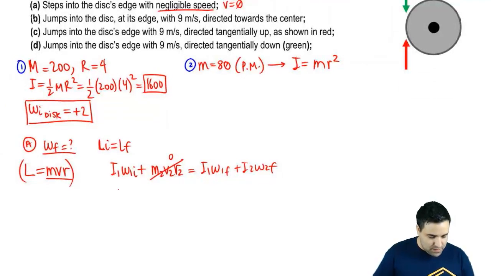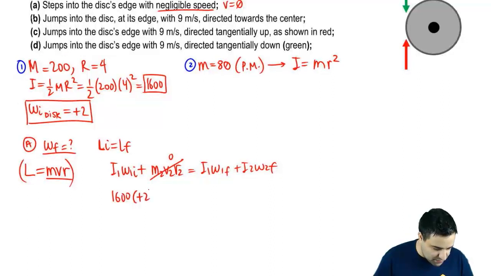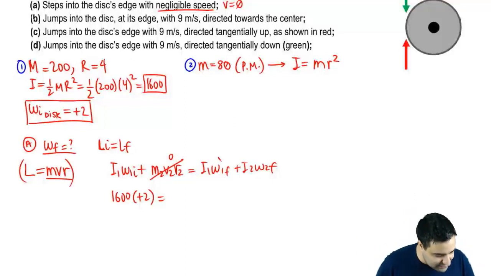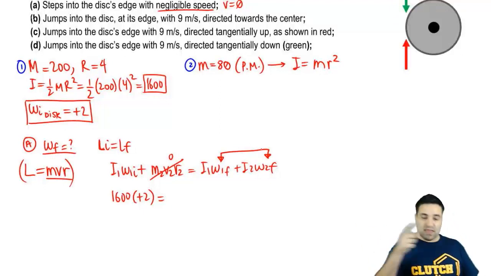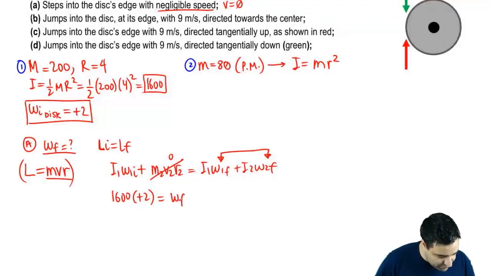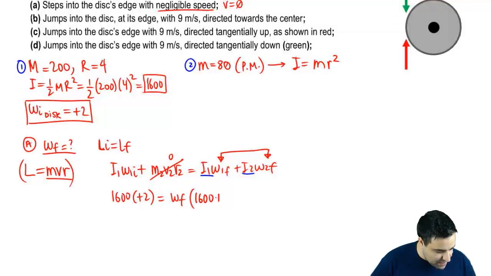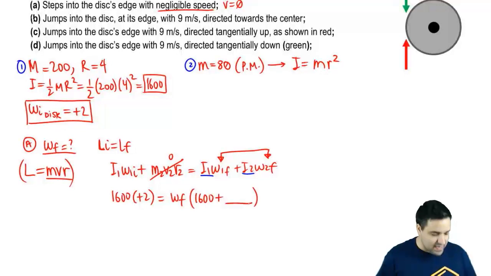Okay, the I of the disk is 1600. The initial speed of the disk is positive 2. Now, once the person enters the disk, they will have the same angular velocity. Right? If you step into a disk, you will spin with the disk. So I can combine the omega final, and then all I have is I of the disk and I of the person. I of the disk is 1600, but I of the person, I have to calculate that real quick.